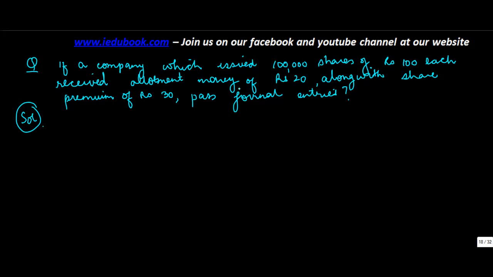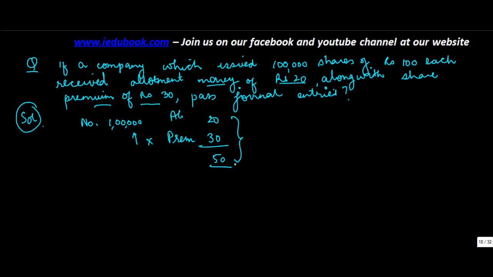So now what is happening here? This is a company which has issued 1 lakh shares. The allotment amount is rupees 20, and a premium of 30 is also called along with the allotment amount. So what's the premium amount? 30. So how much is the total amount called for? 50, right, into 100,000 shares. Now there could be two ways through which you can do it.